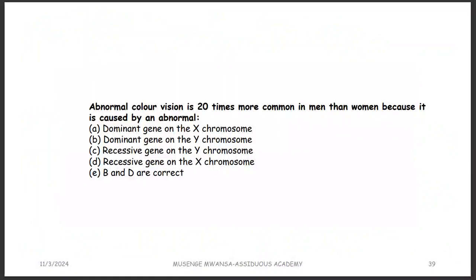We can start with this one. These are the questions that I saw from the papers. Abnormal color vision is 20 times more common in men than women because it is caused by: A, a dominant gene on the X chromosome; B, a dominant gene on the Y chromosome; C, a recessive gene on the Y chromosome; D, a recessive gene on the X chromosome; E, B and D are correct.